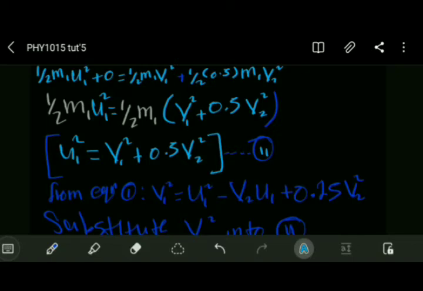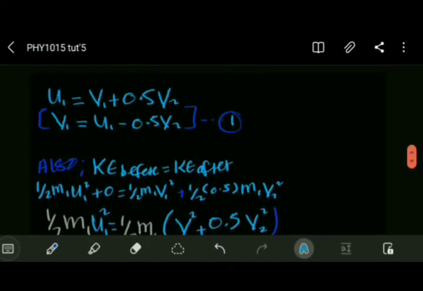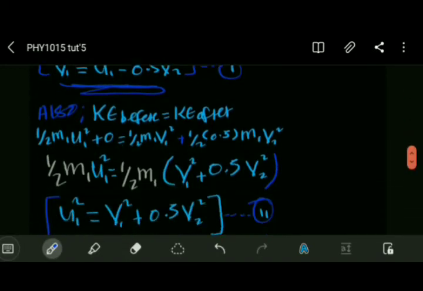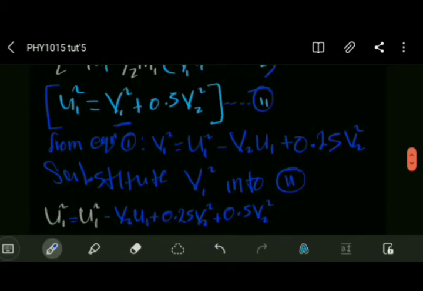Okay, so now notice that equation 2 is saying u1 squared equals v1 squared plus 0.5 v2 squared. Okay, so v1 squared, we know that equation 1 gives v1 as this. So this is our v1 here. If this is our v1, we are now going to square this so that we can put it here. Okay, we can have v1 squared.